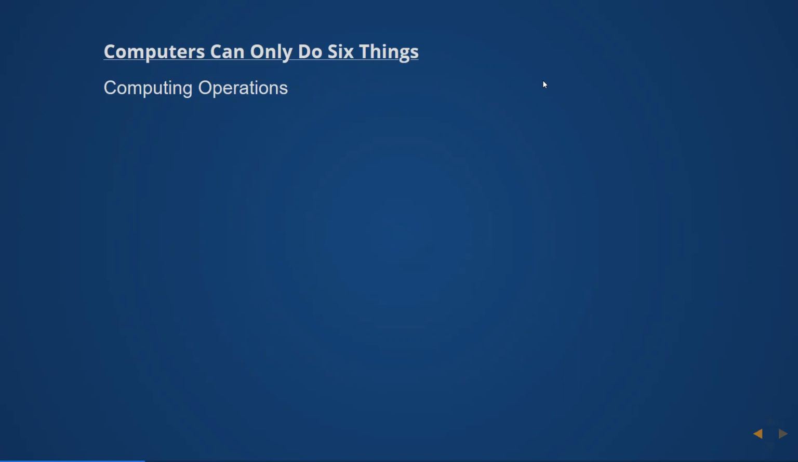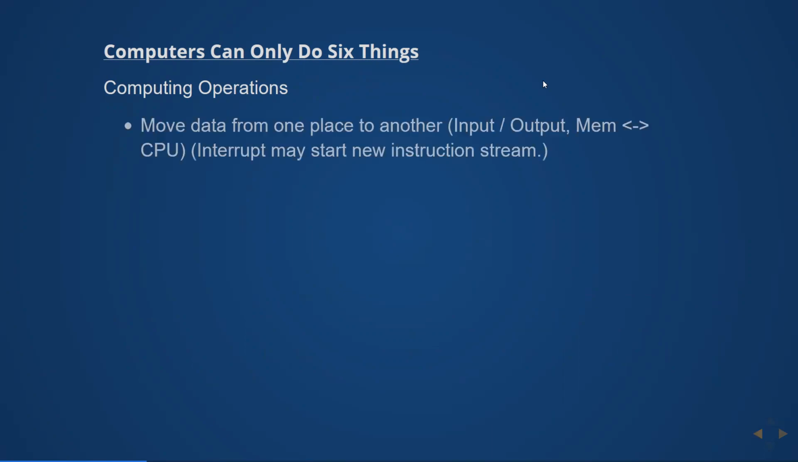So at root, computers can only do 6 things. And in reality, they can only do 3. And there are 3 additional kind of meta operations. So everything a computer does involves moving data from one place to another. That means I/O, and it means moving stuff around in memory.